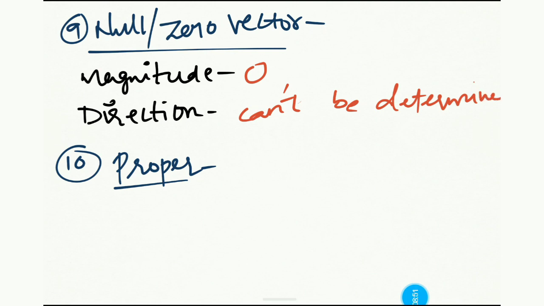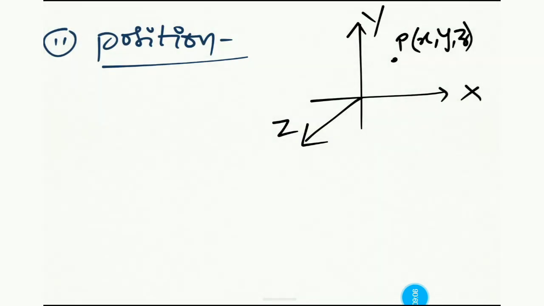Next we have proper vector. A vector whose magnitude is not 0 is called a proper vector. Suppose, let me consider the vector as A, so that the magnitude of A is not equal to 0. That's it.